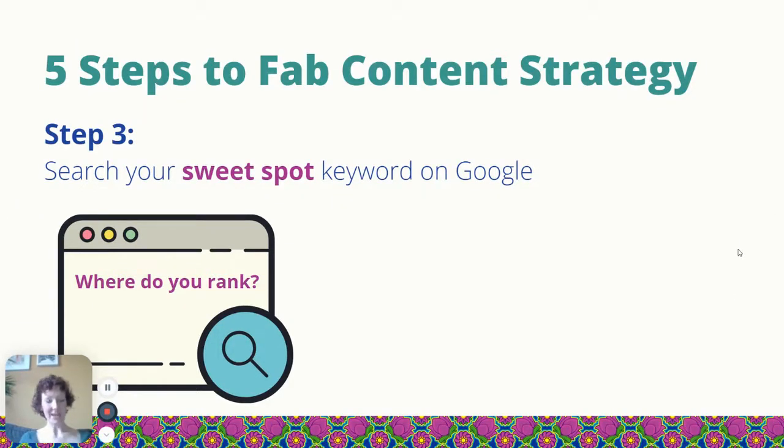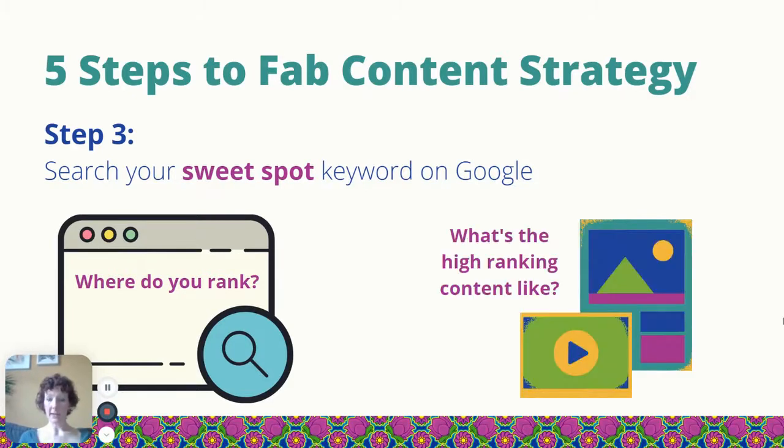All right, so step 3. Search your sweet spot keyword on Google. So you're now going to visit Google and have a look, typing in that sweet spot keyword you found, or the question you found that you think you might want to rank for. And you're going to check 2 things. Firstly, where do you rank? So where in the list are you? And secondly, what's the high ranking content like? Is it any good? Who's producing it? What's it about? Can you do better?